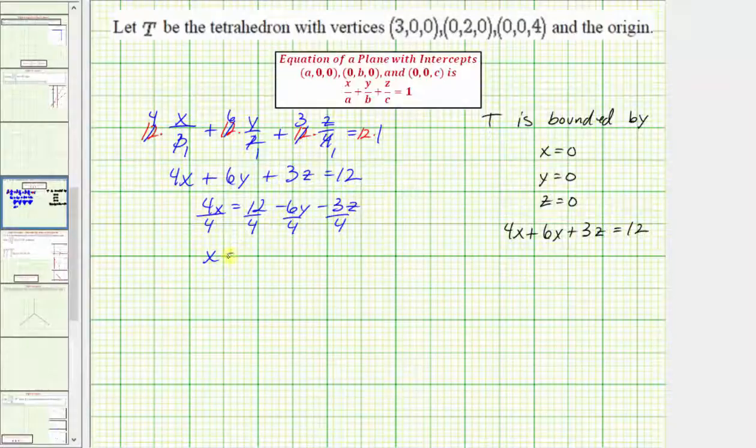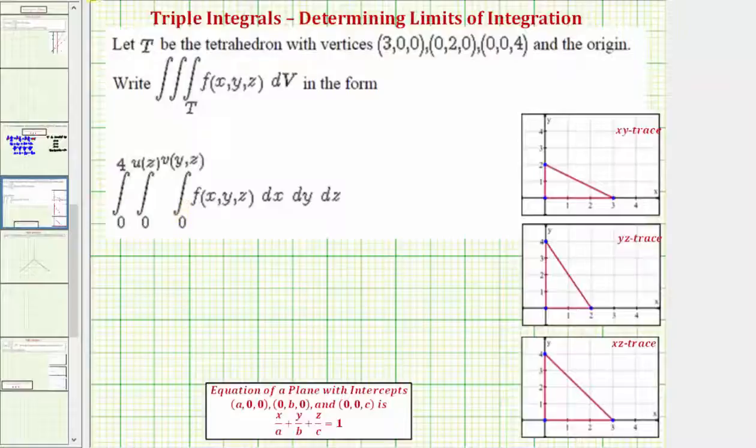and we get x equals 3 minus 6/4, which simplifies to 3 halves, so 3 halves y minus 3/4 z, which means limits of integration with respect to x are going to be from 0 to v of y comma z, which is really just x equals 3 minus 3 halves y minus 3/4 z. So this is the first part of our question.